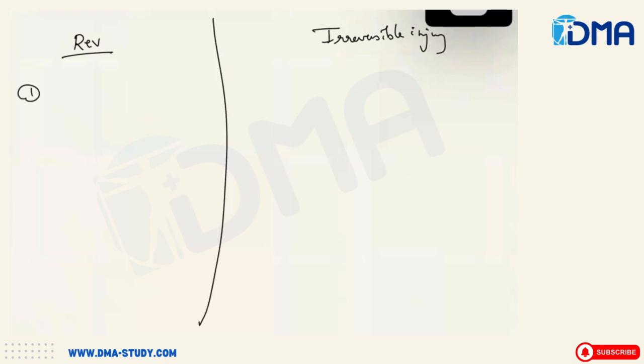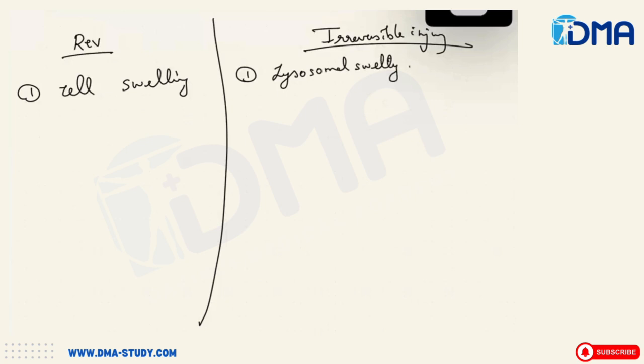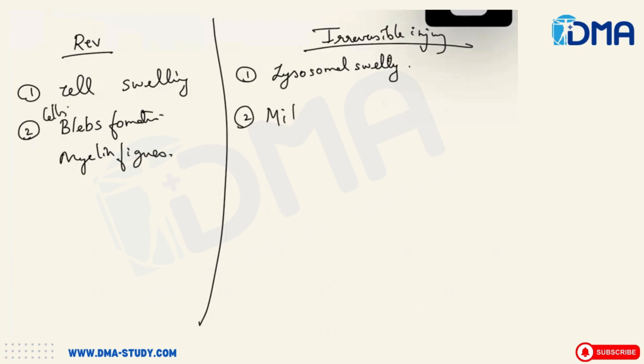First thing, in a reversible injury, there will be cell swelling. Whereas in an irreversible injury, there will be lysosomal swelling. Here, there will be formation of blebs, and myelin figure formations will be there. Whereas here, mostly the cells will bleb. Whereas in irreversible injury, the mitochondria will go for a massive swelling, leakage, and the amorphous densities will be formed in the mitochondria.